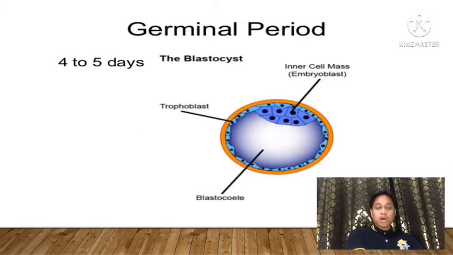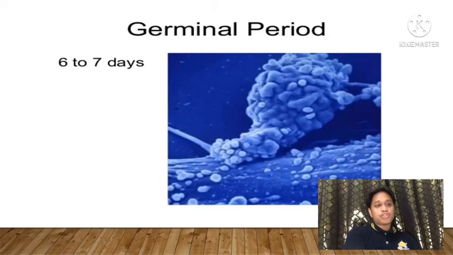Here we can see the development of the blastocyst during the 4 to 5 days. We can see the different parts of the blastocyst called the blastocoele, the trophoblast, and the inner cell mass, or the embryoblast. In this stage, we are able to know the inner layer of our blastocyst.